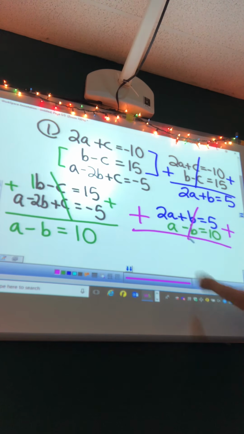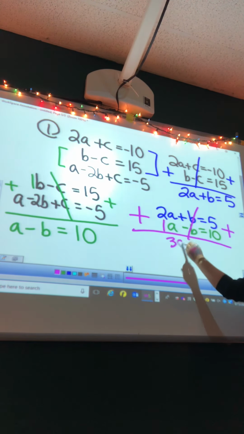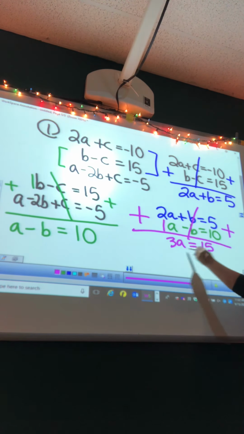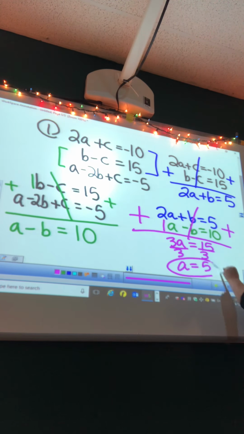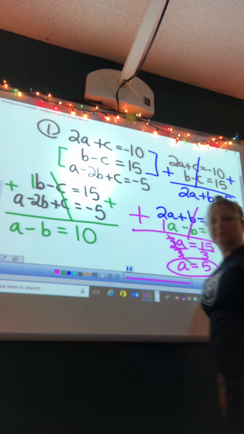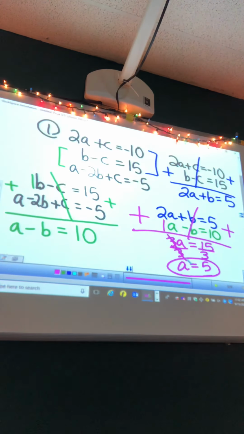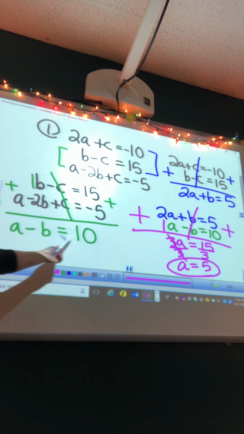How many A do I have? 3A equals 15. Therefore, A equals 5. Once I get one of the variables, we plug it in, plug it in. There's a lot of places to plug it in here. I have a minus b here equals 10.